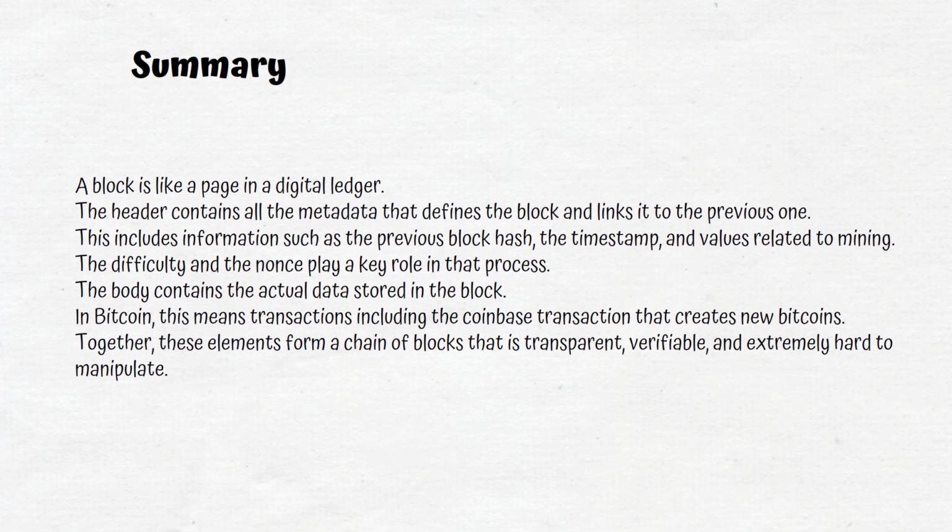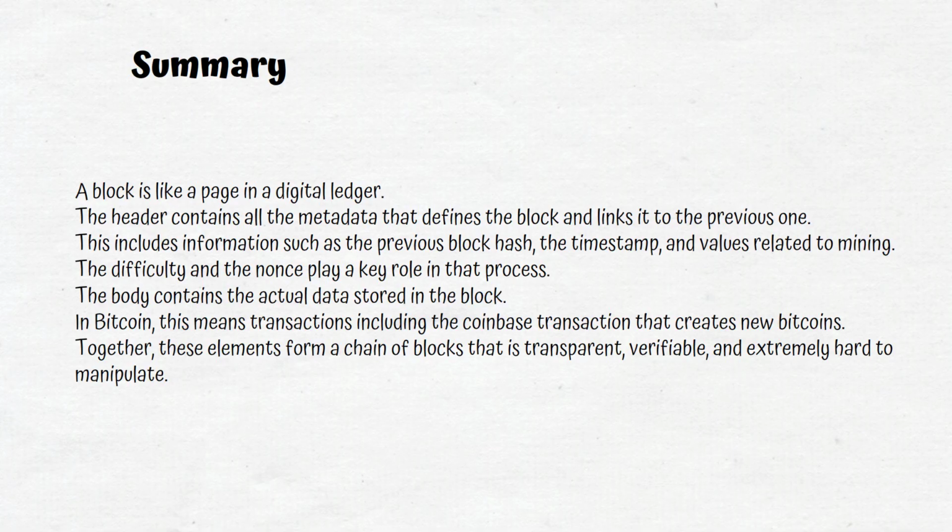Let's summarize what we've learned. A block is like a page in a digital ledger. The header contains all the metadata that defines the block and links it to the previous one. This includes information such as the previous block hash, the timestamp, and values related to mining. The difficulty and the nonce play a key role in that process. The body contains the actual data stored in the block. In Bitcoin, this means transactions including the Coinbase transaction that creates new Bitcoins. Together, these elements form a chain of blocks that is transparent, verifiable, and extremely hard to manipulate.